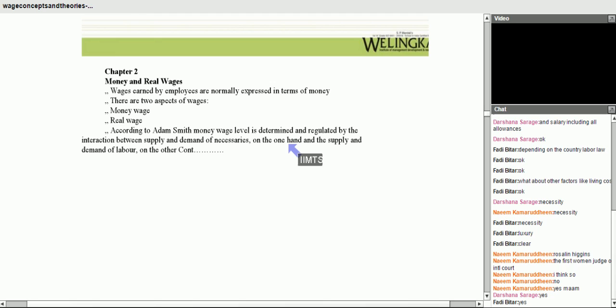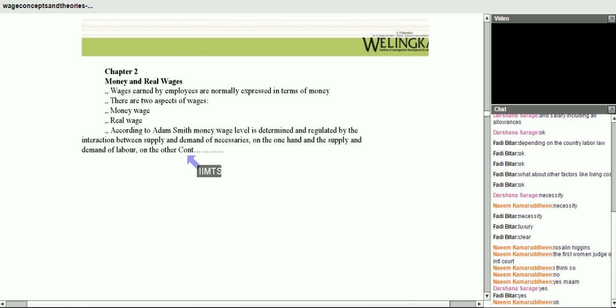So real wages is like there are certain benefits that are given to you, but your salary may be low. Your money salary may be low, but you may be getting certain additional benefits. So that is what makes up the real wages. So we have to see the fringe benefits and advantages which we are getting from a particular job. That is the real wage.